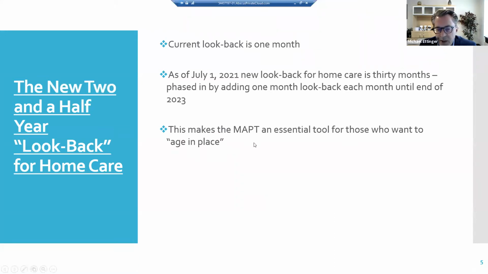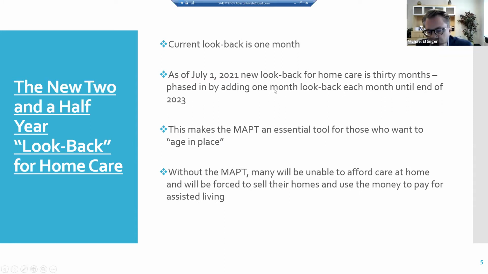But this makes the Medicaid Asset Protection Trust an essential tool for those who want to age in place. Everybody wants to be able to stay in their own home, but if they have to spend all their money paying for home care, they may not be able to afford it. So we want to shelter that money, make them eligible for Medicaid, and they have that money either for their heirs or for additional needs. Without the Medicaid Asset Protection Trust, a lot of people are going to be unable to afford care at home because they can't pay the caregivers and the costs of running the house, and they'll be forced to sell their homes and use the money to pay for assisted living. This is going to be a problem for people, especially people who don't know about it and don't plan ahead to avoid it. What we want to do is shelter the money so that we're eligible for Medicaid benefits. We can afford to carry the house with our income and have the home care paid for by the Medicaid program.